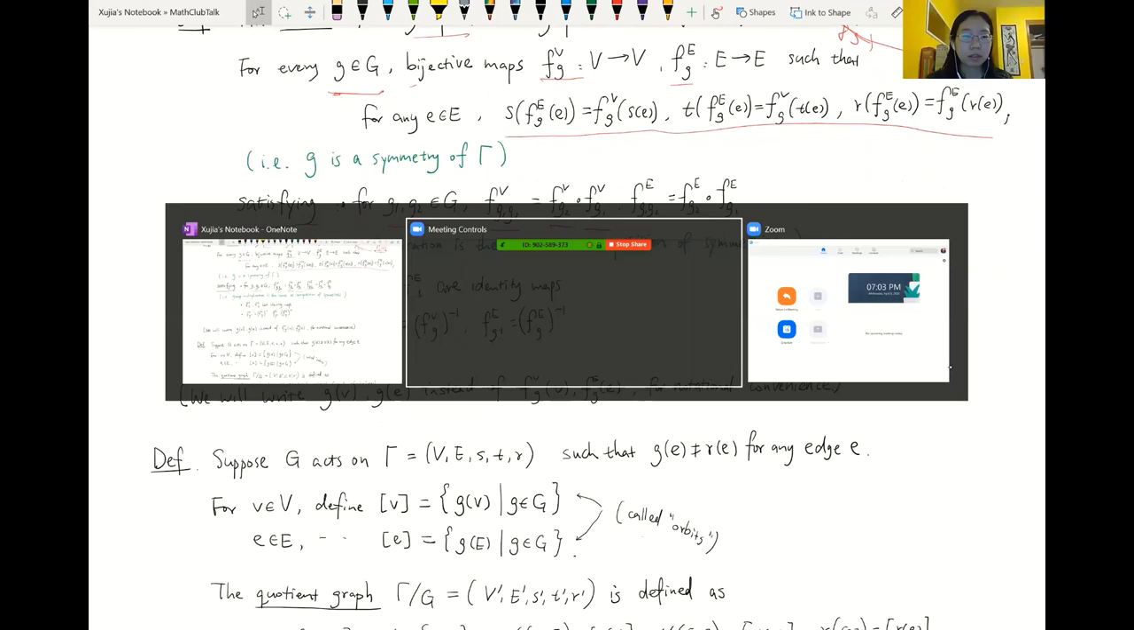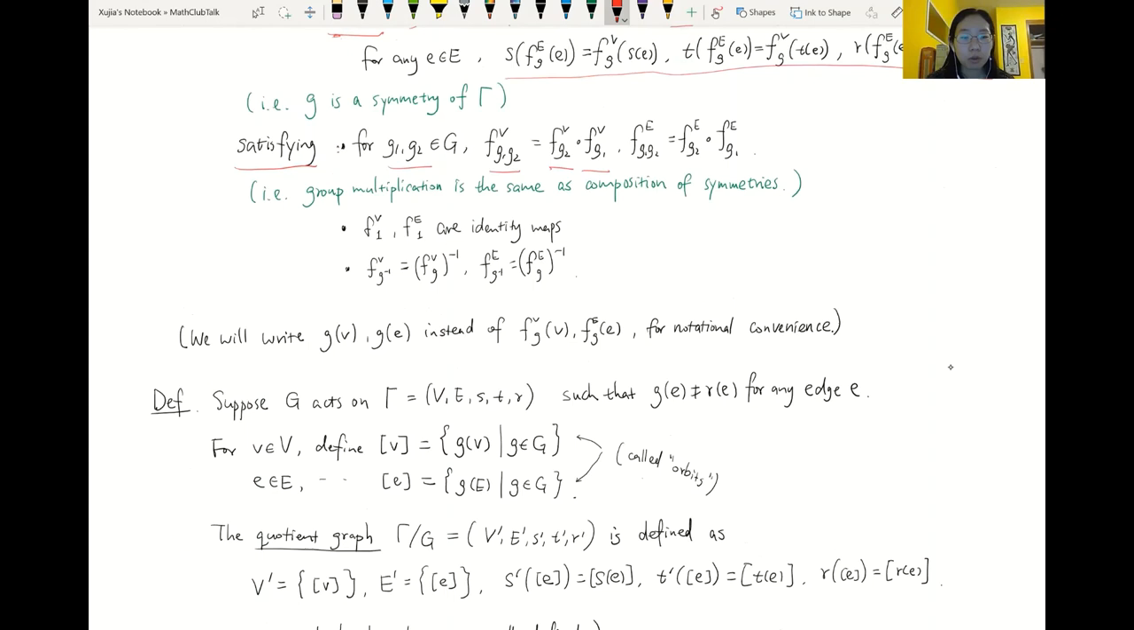Another definition. Once we have a group G acting on a graph as above, such that it never maps an edge to its reversal, again just some technical condition, then we can define the quotient graph. First of all, we define the orbit. For a vertex V in the graph, we define the orbit of this vertex to be just the set of vertices which can be obtained from V by acting some G on it.